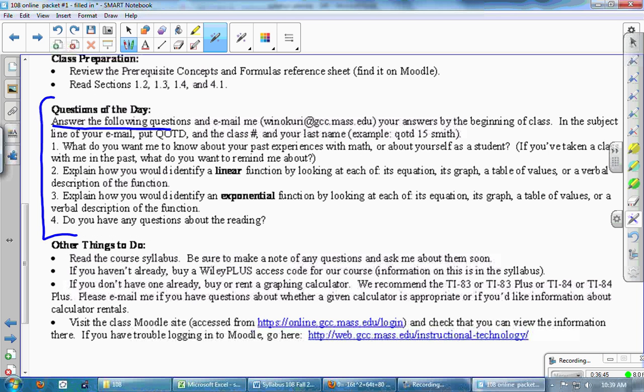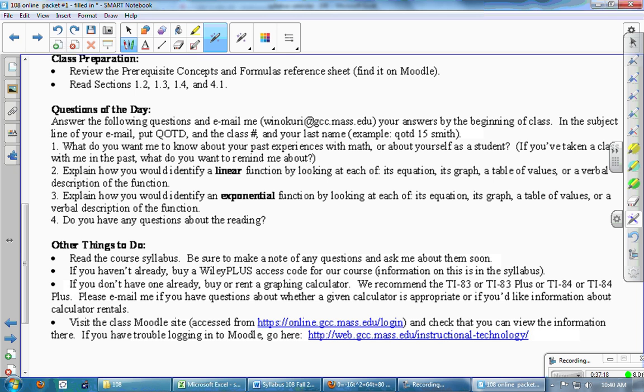Answer the following questions and email me. There's my email address. Your answers are due by the beginning of class. In the subject line of your email, please put QOTD, standing for questions of the day, and put the class number. Class number here is 1, and your last name. So for example, you can email me with the subject line of QOTD 15 if it's class number 15, which it isn't, and then your last name, Smith, or whatever it happens to be. So you're going to answer these questions and put them in an email to me with that subject line.